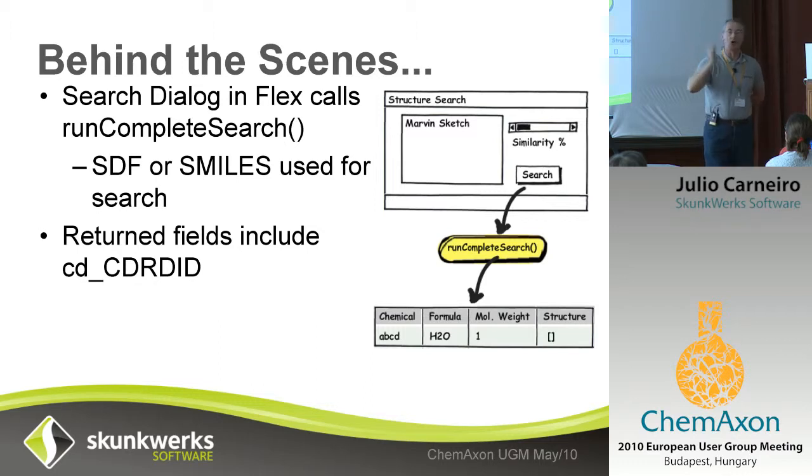So the search actually calls a web service from JChem. It's a single call, one call. We send in the SD mol file that comes from the Marvin Sketch. We send that in one call to a JChem Web Service, which is called run complete search. That's the web service call. And we get a list of results. That list of results includes our own foreign key, which allows us to then map back to our database and bring up any of the extra information we are providing to users.